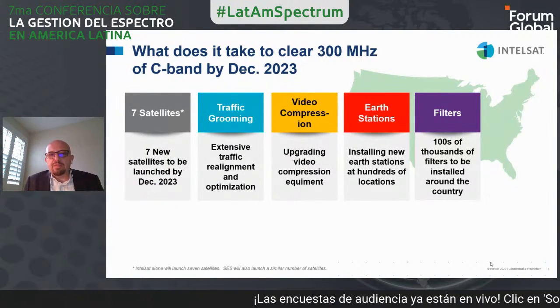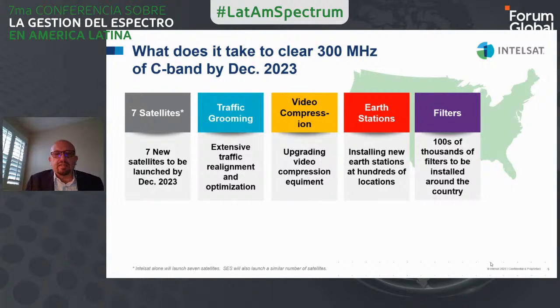Even with that, the transition, the clearing of 300 megahertz of conventional C-band in the US, is a very immense task, and I speak here for Intelsat alone. Compressing our services that are currently provided in 500 megahertz into 200 megahertz is going to require us alone to launch 7 more satellites, to do a lot of traffic grooming, to invest in video compression equipment, to utilize the spectrum more efficiently, to invest in Earth stations and fitting them, and seeding new orbital positions that previously were not used for distribution, and to invest in filters and deploy hundreds of thousands of filters to Earth stations around the country.